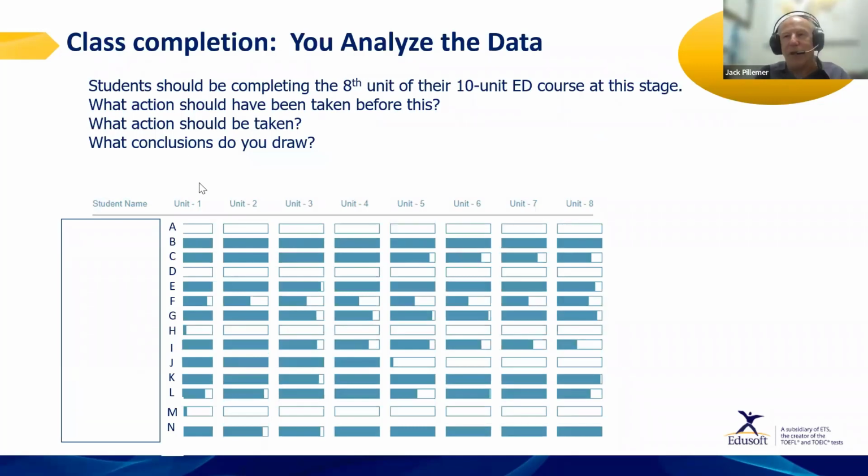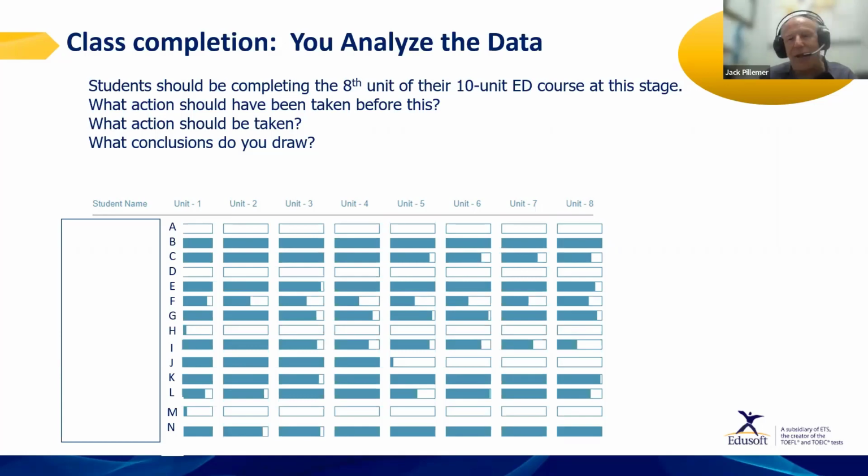Look at this. We've got student A, B, C, D, and so on, up to N. I would like you to think to yourselves, have a look at this. The course is 10 weeks or 10 units. We're now in the 8th unit, so we're not looking at 9 and 10 at the moment. Let's say I didn't even open it for them because I could assign it and decide not there. So now, what action should have been taken quite a long time ago?